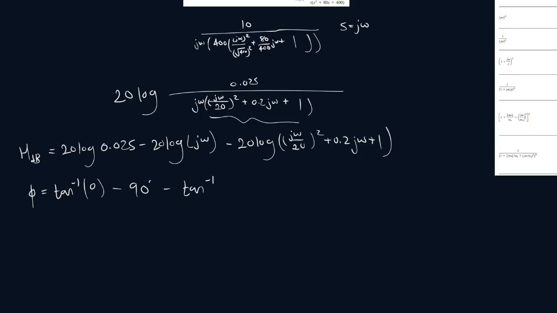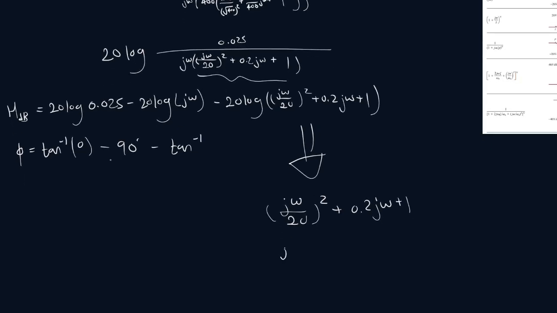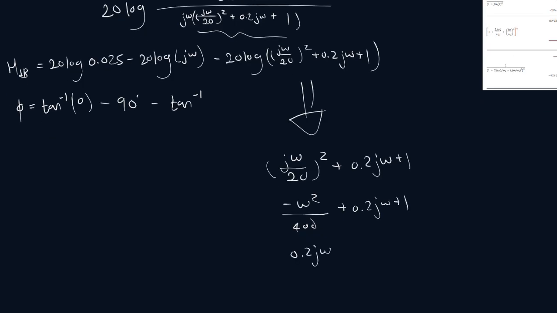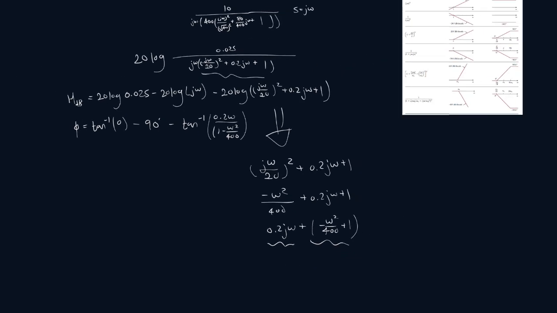So this part is going to be the tricky part. Let's take this down here: jw over 20 squared plus 0.2 jw plus 1. Let's take care of this squared. So this is just going to be j squared times w squared all over 20 squared, which is 400. This is just minus 1 plus 0.2 jw plus 1. So 0.2 jw plus minus w squared over 400 plus 1. Now we've got the imaginary and the real components. This one is 0.2 w all over 1 minus w squared over 400. Alright, now we can start solving.